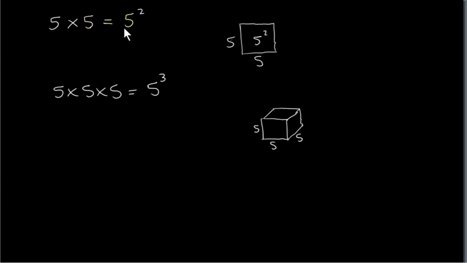5 multiplied by 5 is written as 5 to the power of 2, or 5 squared. The reason it's called 5 squared is because 5 squared is the area of a square with side 5. So the area of this square is 5 times 5.